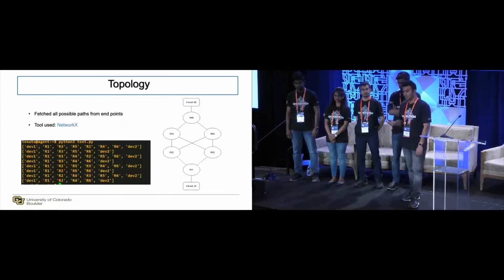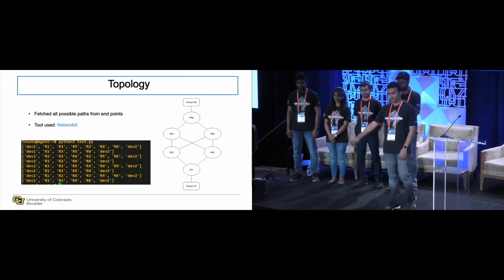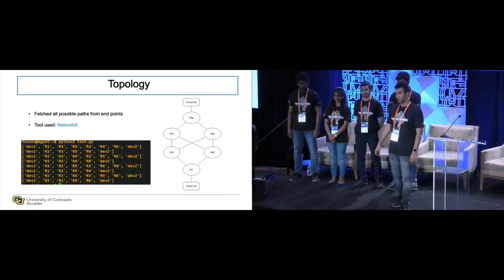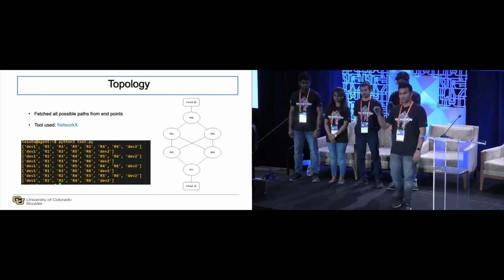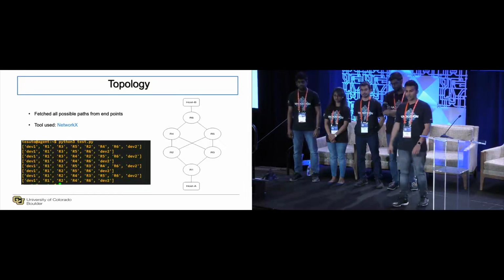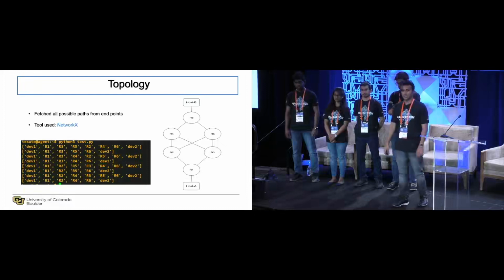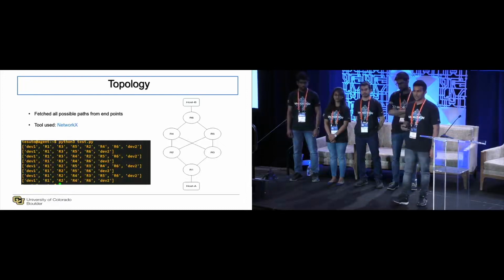Then, this is the topology which was given to us. We had 6 routers. We found all possible paths from point A to point B using a tool, NetworkX. NetworkX is a tool that can graph the network, and you can study structures, dynamics, and functionalities.